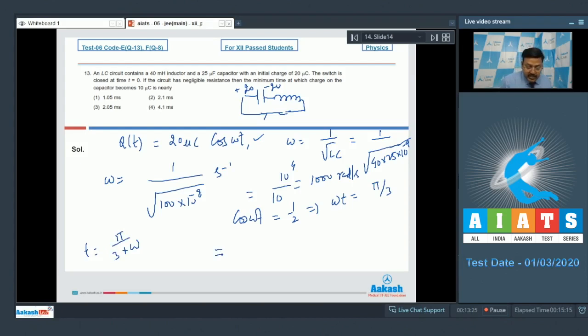So we now need to put the value of pi as well as the value of omega that we have found, and this is then 3.14 for pi divided by 3 into 10 to the power minus 3, because the omega is in the denominator, and of course this is in seconds. On simplification, this is then coming out to be 1.05 millisecond, and that means option 1 is correct for question 13. Let's now go to the next question.